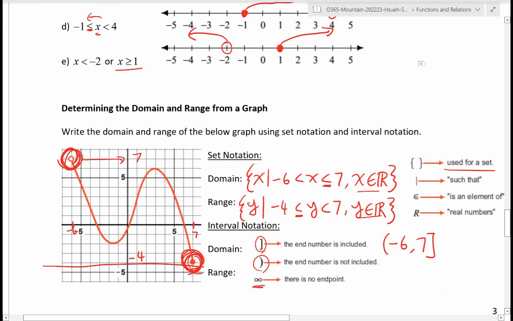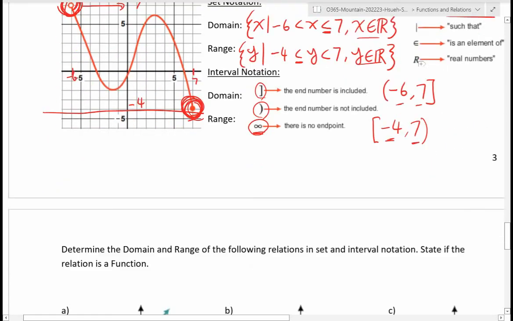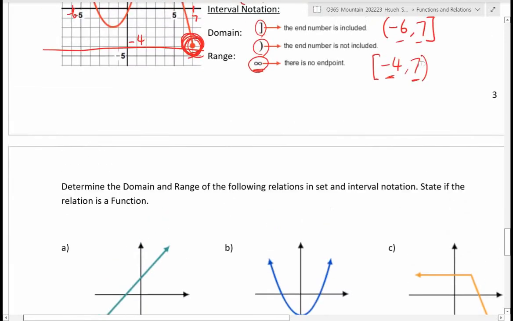Whereas range, same thing: smallest to the biggest. But for range, you're looking from the lowest to the highest. So in this case, the lowest is -4 to the highest point, which is 7. So again, we start from the lowest, the highest; the smallest x value, the largest x value. Always smallest to the biggest. In this case, though, -4 is included and 7 is not included. Now there's the infinity here. There's no endpoint, so I will show you an example of that on the next page. So you know what to do and when we use it.